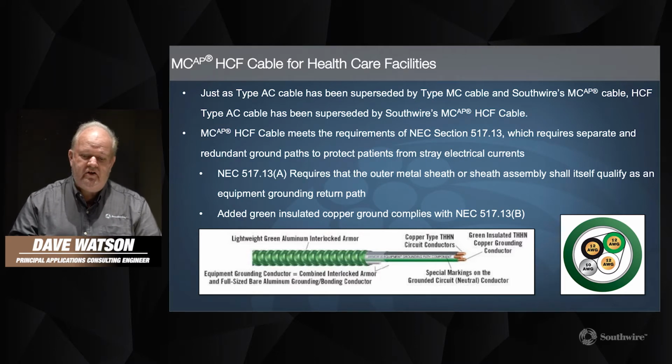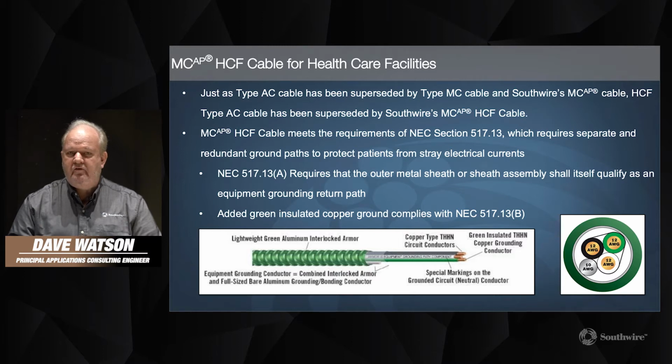But in addition, it also satisfies the requirements of NEC Article 517, which covers healthcare facilities, and more specifically Section 517.13. It requires separate and redundant grounding paths to protect patients from stray electrical currents. So, NEC 517.13a requires that the outer metal sheath or sheath assembly shall itself qualify as an equipment grounding return path. And we have that on the MC-AP product. We actually have a full-size bare aluminum equipment grounding conductor that's in constant contact with the armor. So the combination of those two acts as your equipment grounding conductor.